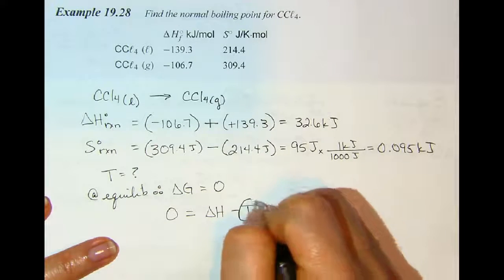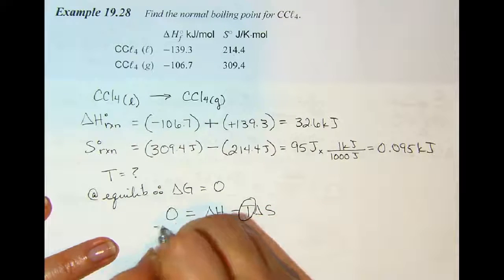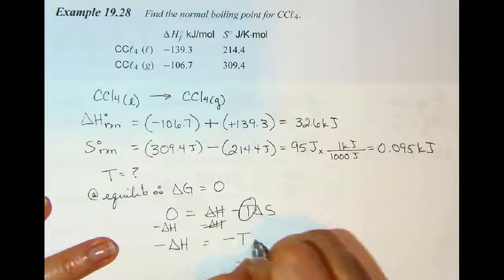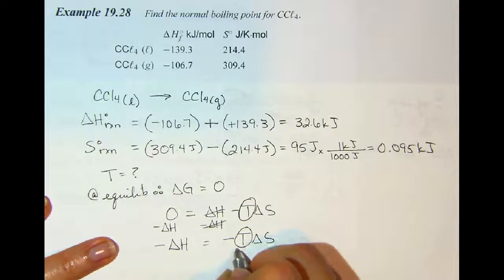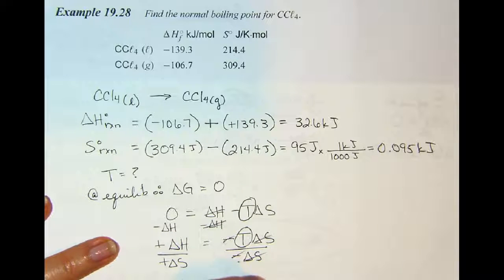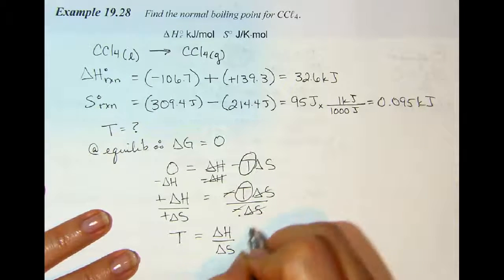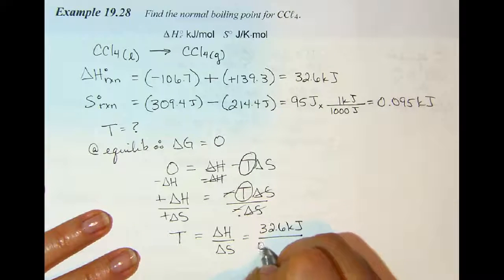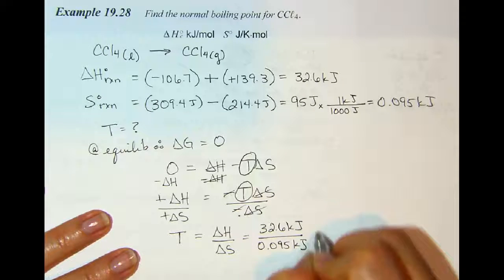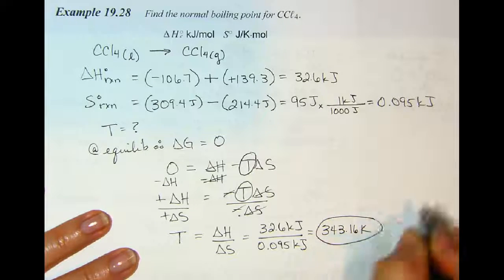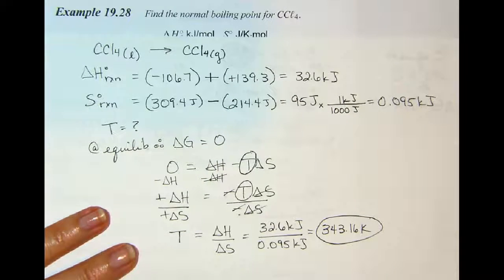Now, I want to solve for temperature, so I'm going to subtract delta H from both sides of the equation, and that'll give me negative delta H is equal to negative T delta S. We'll divide both sides by negative delta S, and these are going to become positive, and so my temperature is going to be equal to the delta H divided by the delta S. And so I'll plug in my values, 32.6 kilojoules divided by 0.095 kilojoules, and this gives you a value of 343.16 Kelvin is the normal boiling point of carbon tetrachloride.